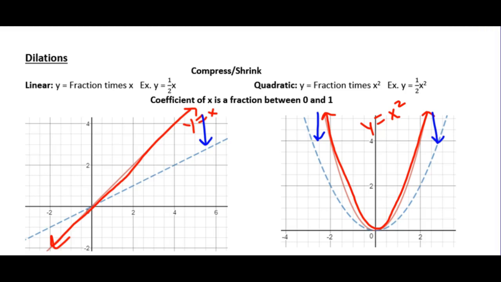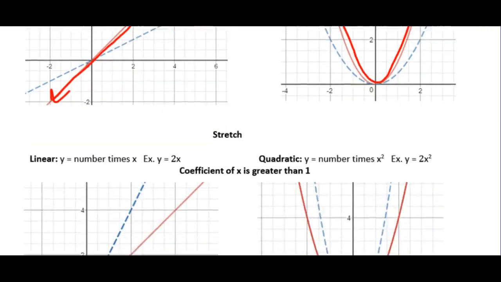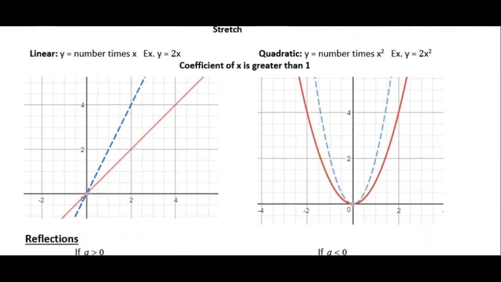How can we tell from an equation if we have a compression? Well, if we have a fraction that is between 0 and 1, we don't worry about the sign here. The sign is going to be a different type of transformation. But if we have a fraction that is less than 1, that means we have a compression, or that our shape is being pushed down, or our function is being pushed down.